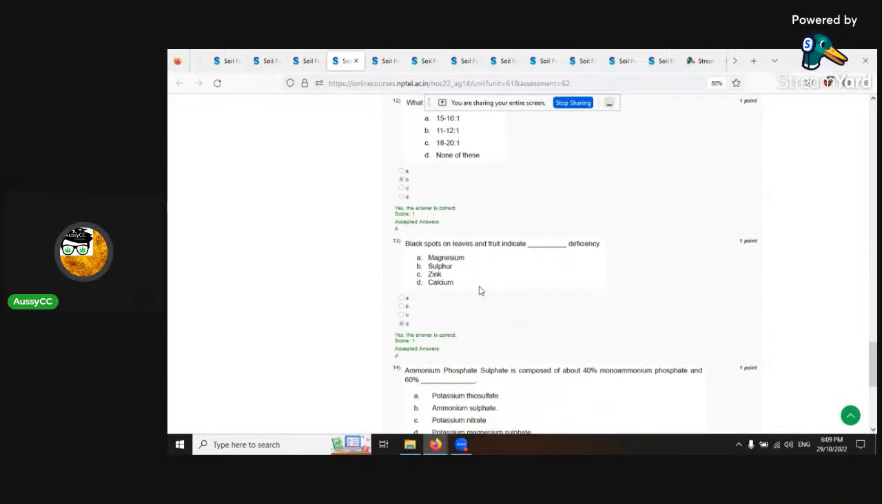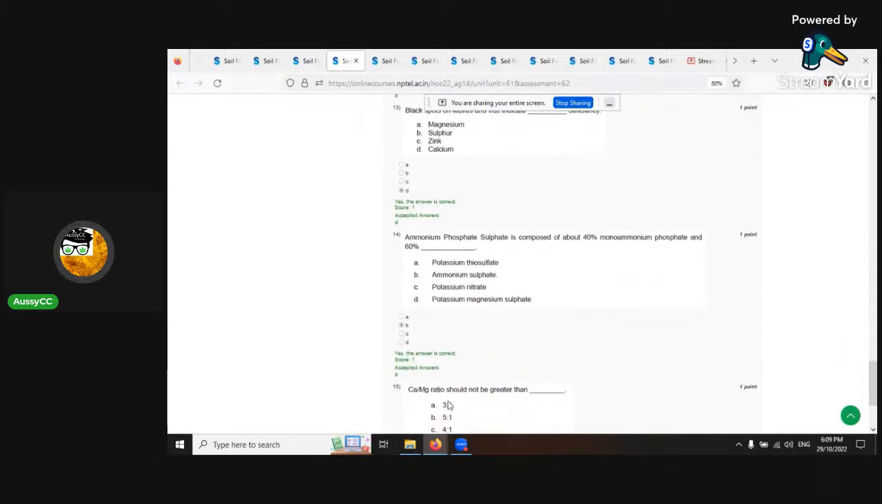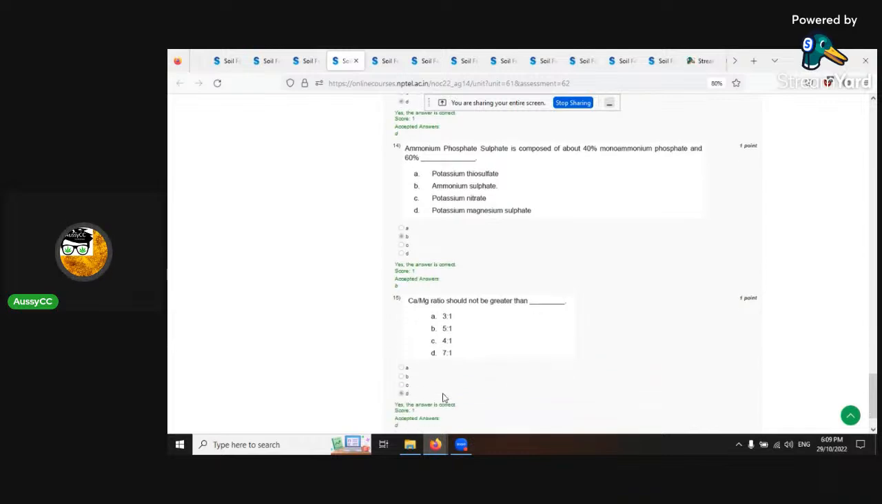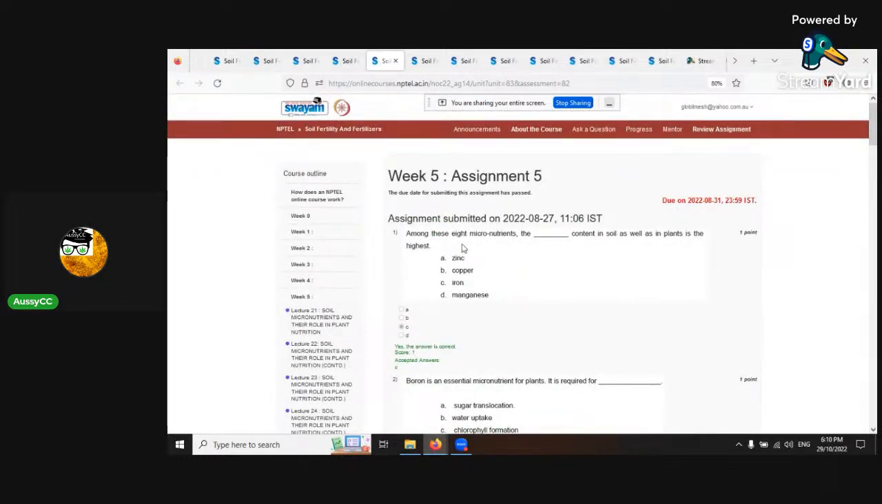Yes. Ammonium phosphate sulfate is composed of 40% ammonium phosphate and 60% ammonium sulfate. B. The Cal-Mag ratio should not be greater than 7:1. Yes, that's because of the cation. No, that's because of the strength of the cation there, because it's higher than the magnesium, so it'll take over its place and hold its position. So you don't want too much calcium; it'll just hog it.